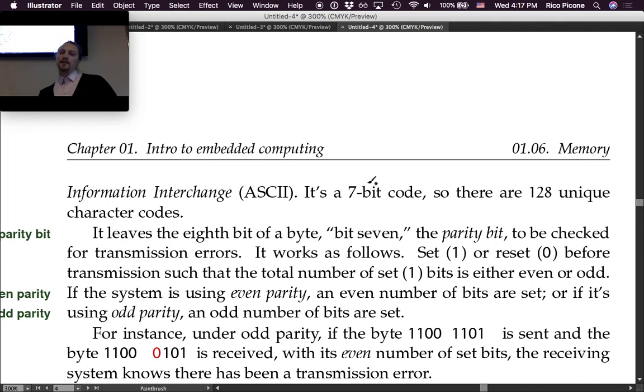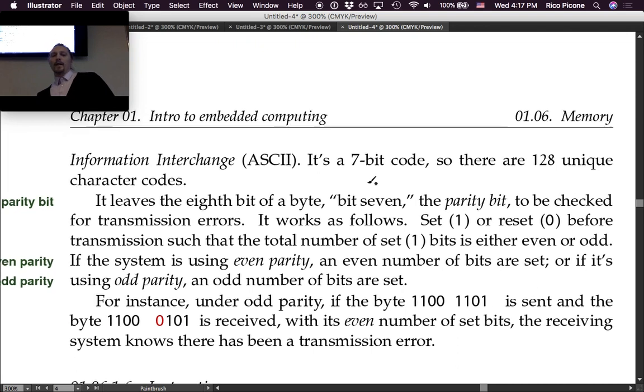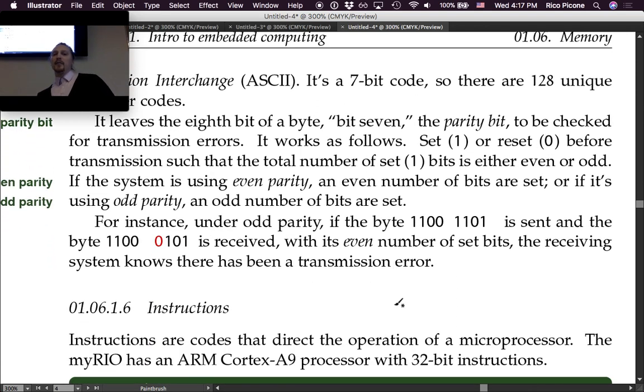It works as follows. Set, which means to turn to 1, or reset, which means to turn to 0, before transmission, such that the total number of set bits is either even or odd. If the system is using even parity, an even number of bits are set, or if it's using odd parity, an odd number of bits are set. For instance, under odd parity, if the byte 11001101 is sent and the byte 11000101 is received, with its even number of set bits, the receiving system knows there has been a transmission error.